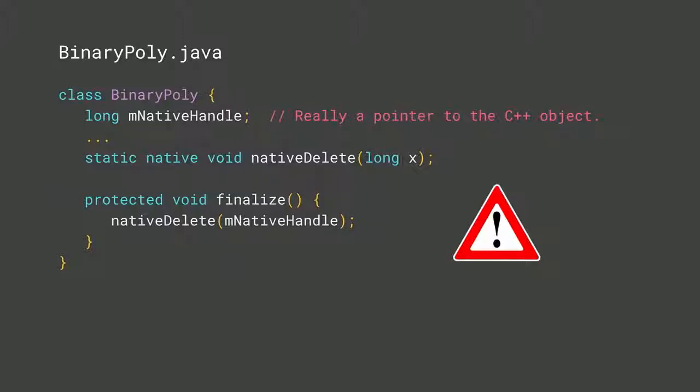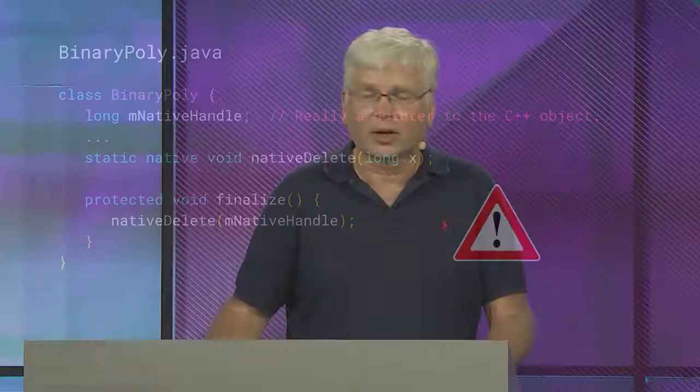I will call that native delete from a Java finalizer. The finalizer is invoked more or less when the object becomes unreachable. So that then goes ahead and invokes native delete and deallocates the C++ object as well. I'll show you some reasons why this is problematic here.